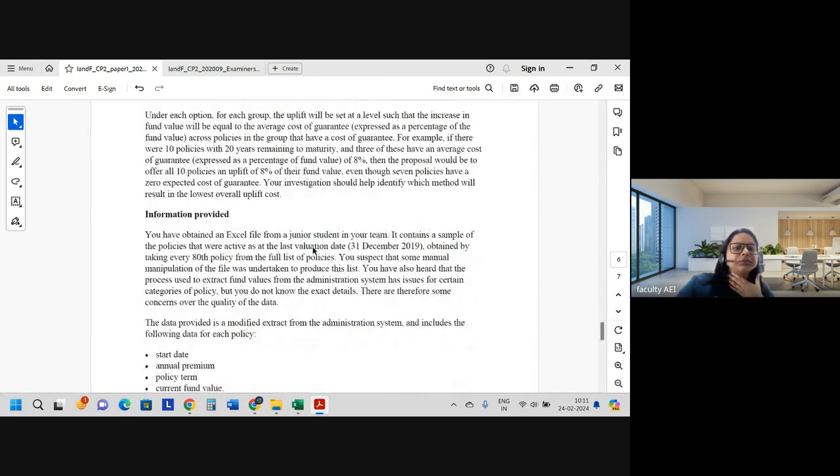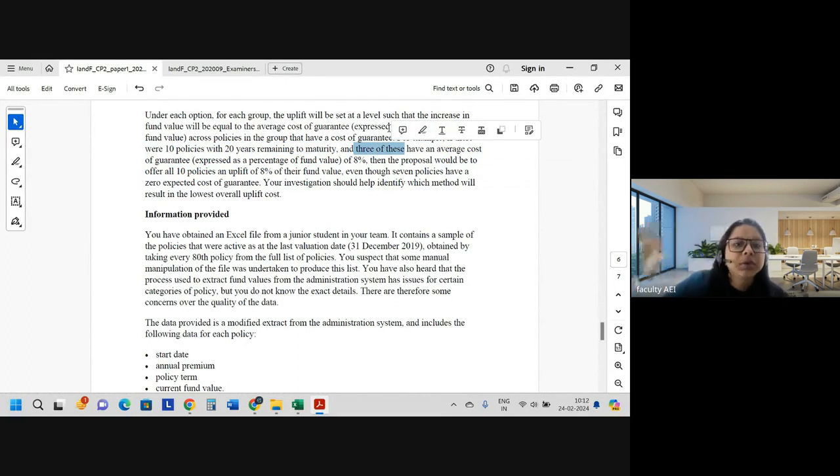Under each option, for each group, the uplift will be set at a level such that the increase in the value of the fund is equal to the average cost of guarantee, expressed as a percentage, across policies in the group that have the cost of guarantee. So they've explained it very nicely. For example, 10 policies with 20 years remaining to maturity, and three of them, for example, they have grouped.